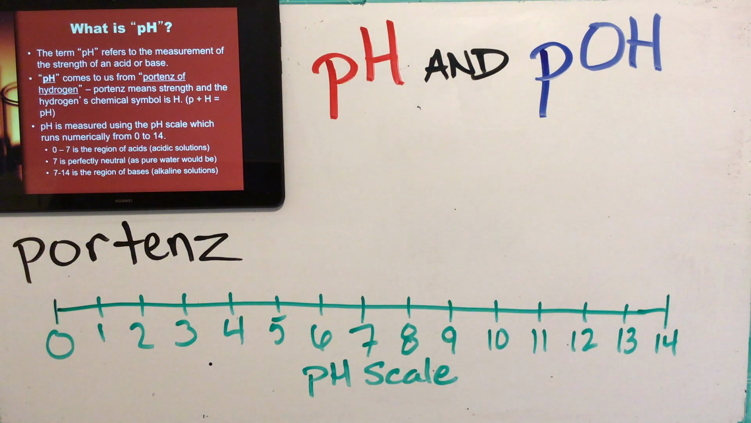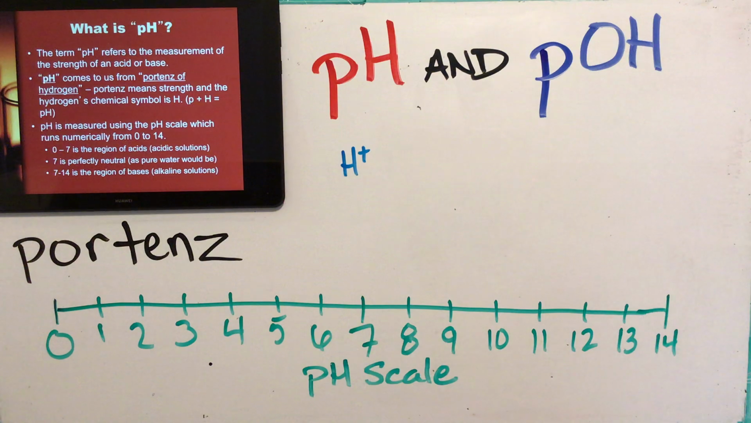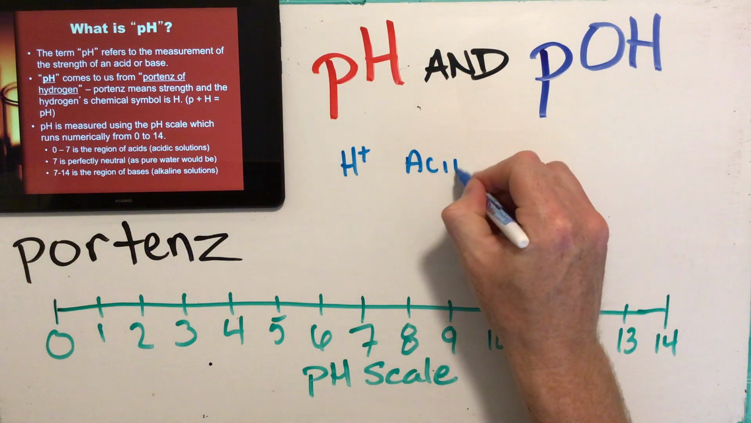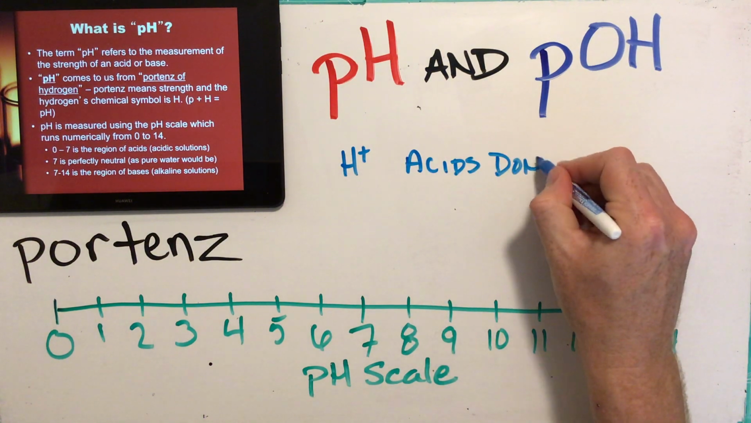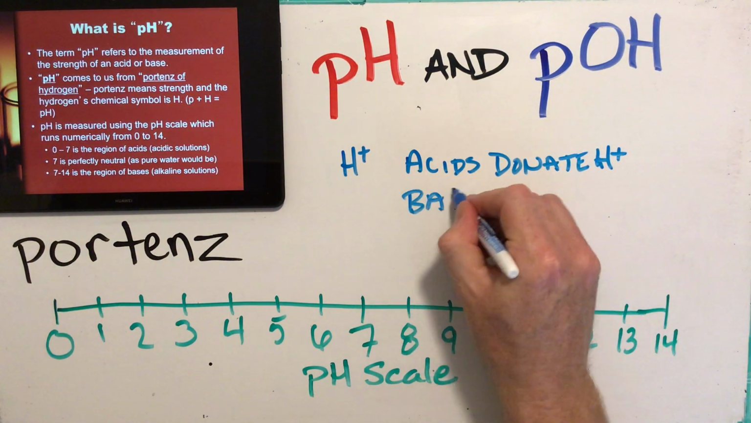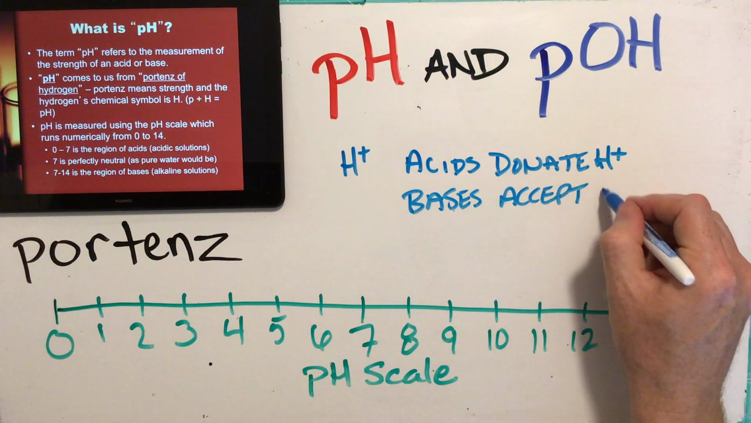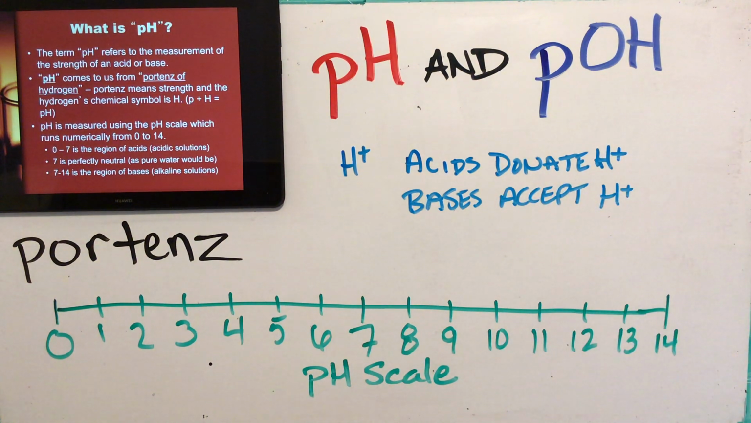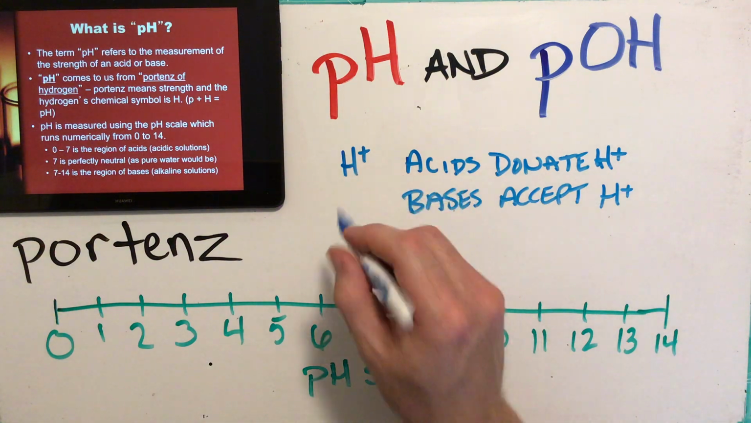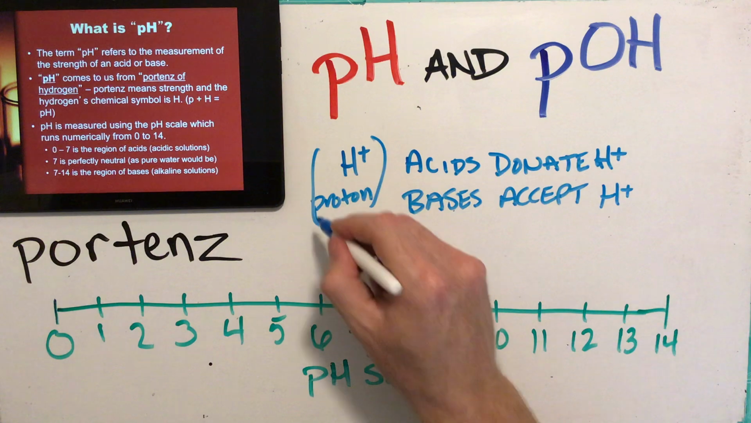And if I remember, hydrogen ions, or protons, were a key player here because acids donated them, right? And bases accept them. So hydrogen is a big player here. And we know that a hydrogen ion is a proton, all right?